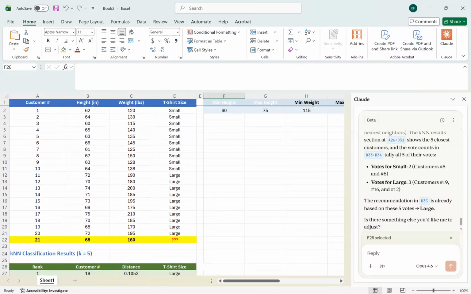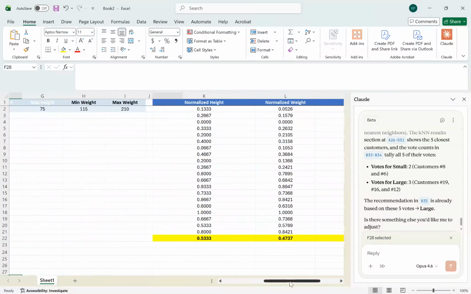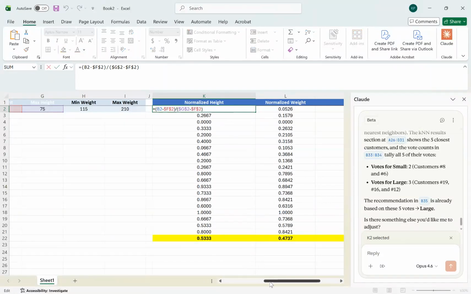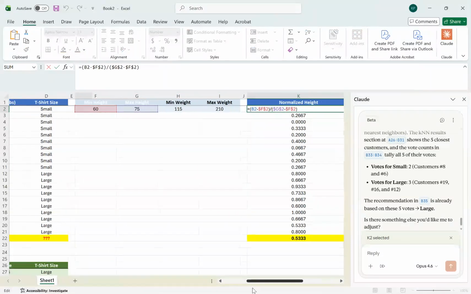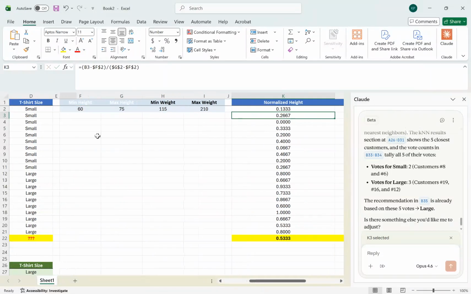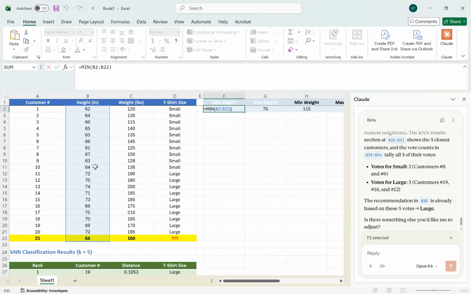Now, one thing I want to mention here is the way it calculated the normalized heights and weights. Notice that it used customer number 21's numbers as well in calculating it. Sometimes people don't include these new customers. So, for example, if you see here min height, which is going into the normalized height formula, it's using customer number 21's height as well. Some people don't like it because you're including the new data into the training data.